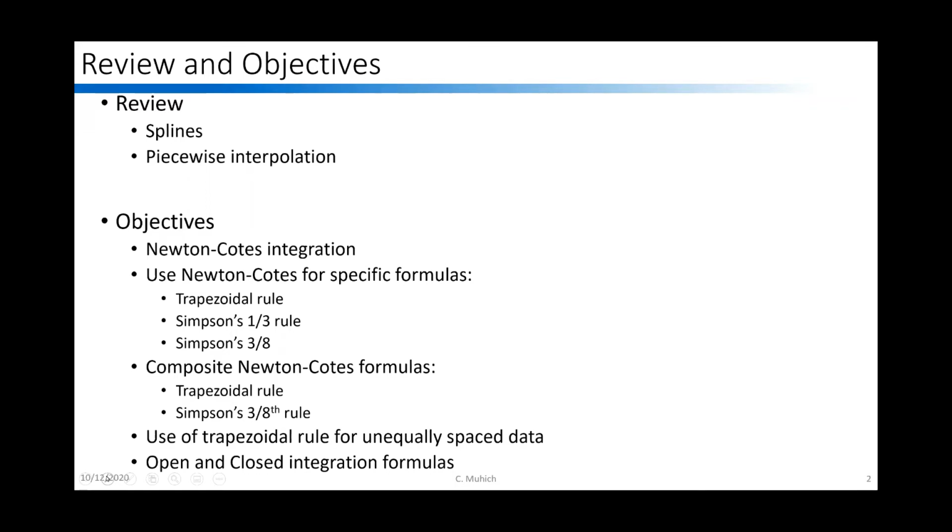Today, what I want to talk about is the Newton-Cotes approach to integration. We're going to specifically tackle three different subsets of Newton-Cotes, particularly the trapezoidal rule, Simpson's 1/3 rule, and Simpson's 3/8 rule. Then we'll talk about how we can apply these in a composite type formula. But here we're only going to talk about the trapezoidal rule and the 3/8 rule. Finally, we'll talk about unequally spaced data. I'll touch very briefly on open and closed methods, and then we'll talk about multivariable integration.